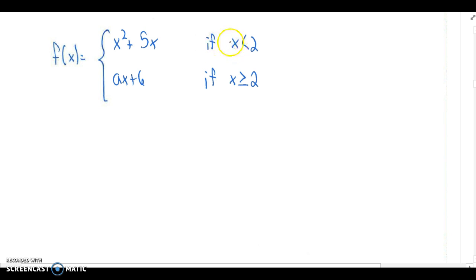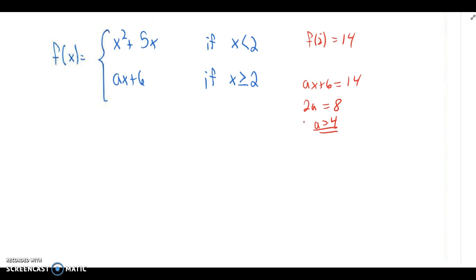So coming at it from the left, if we plug 2 in for x, and f of x as x approaches 2 from the left would be 4 plus 10 or 14, which means we want this ax plus 6 from the right to be equal to 14 also. We'll plug 2 in for x. So 2a plus 6 equals 14, which means 2a equals 8, or a equals 4. In other words, if a equals 4, these two different branches of the graph are going to link up with each other. Now it's continuous.